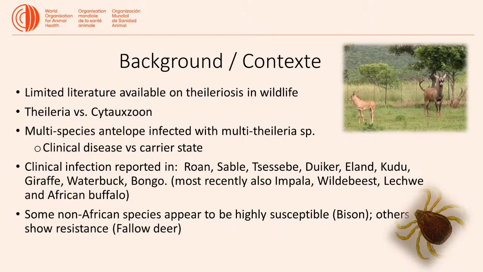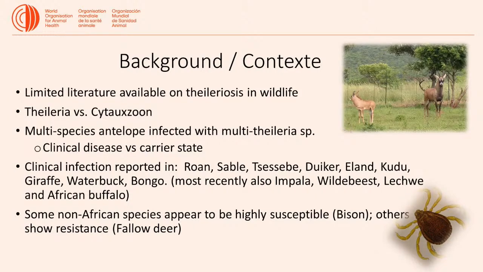Okay, so tularemia, as I said, multiple species get infected with it. We need to differentiate between clinical disease and carrier state. If you go out there today and you have an antelope and you make a blood smear of that antelope, you are going to see a tularemia parasite. So that's a carrier animal. They all carry it, they're getting bitten, they're getting infected, and that's important to know. What do you do with that?